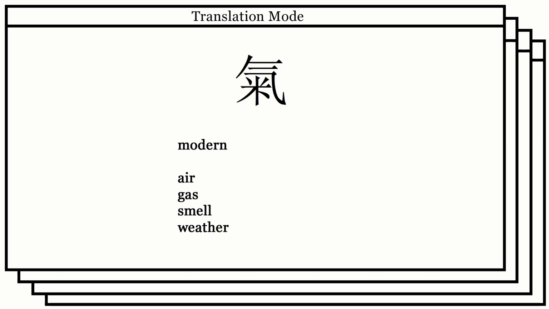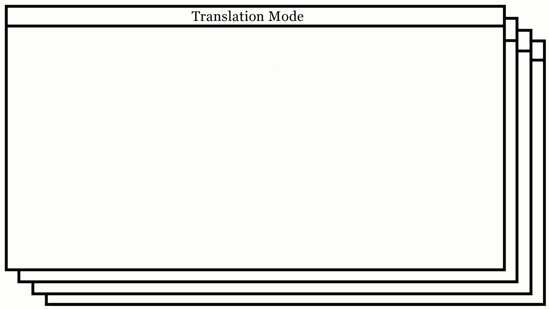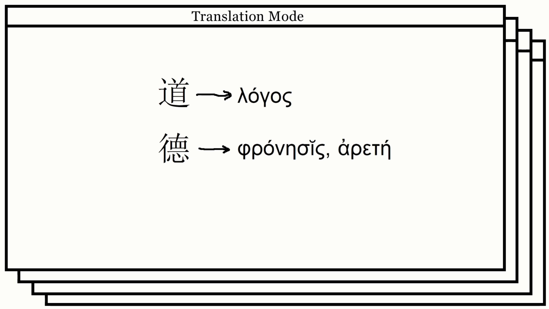Like in ancient Chinese works, you're likely to encounter the word qi, and in modern Chinese it just means air or gas or smell or weather, but in ancient Chinese it means something like vitality or the vital energy or the élan vital, pardon my French. Actually, lots of these ancient idea words translate from ancient Chinese to ancient Greek better than they do to any modern language. Dao is logos, de is phronesis or arete, qi is pneuma, etc.